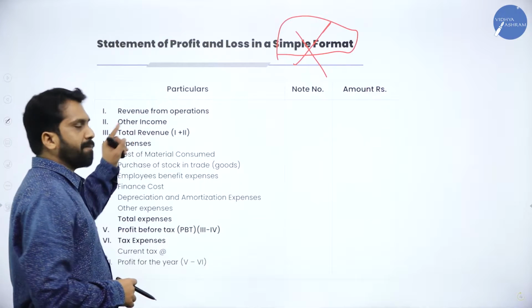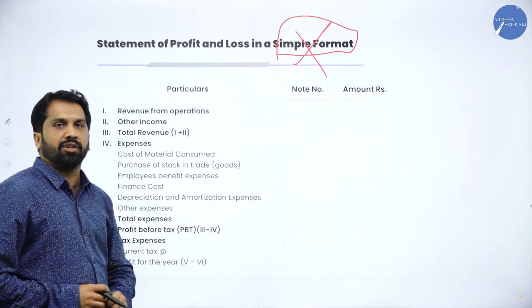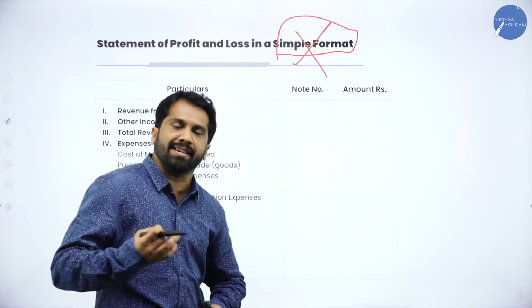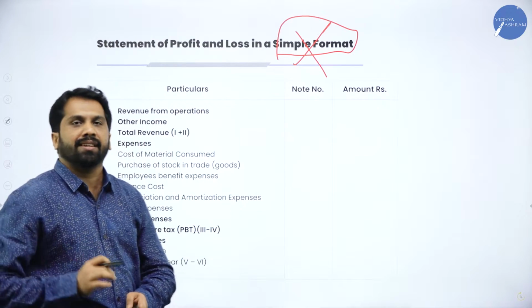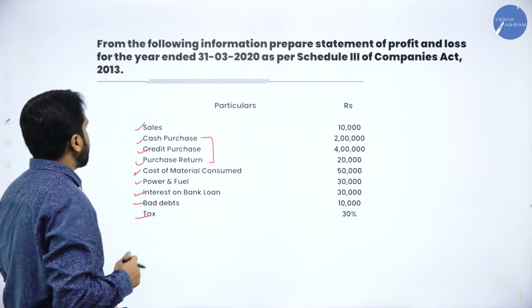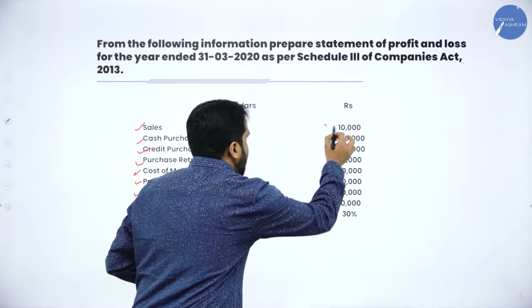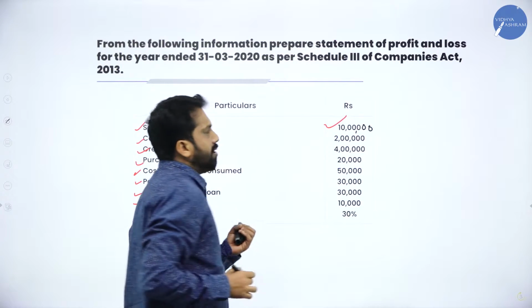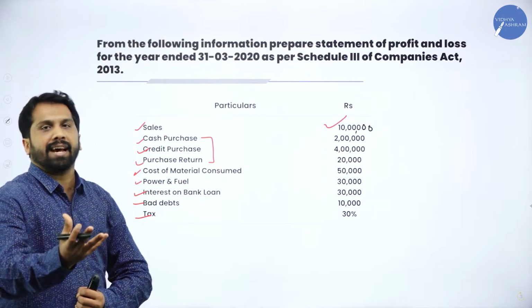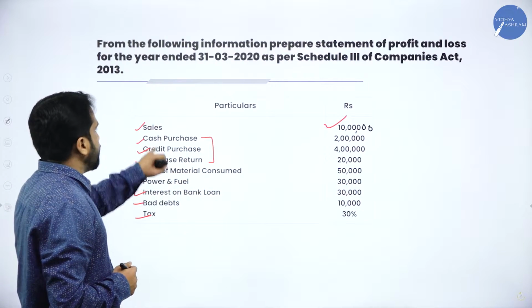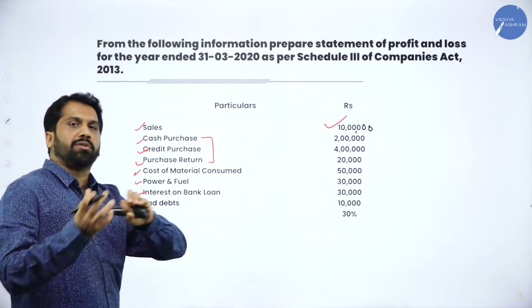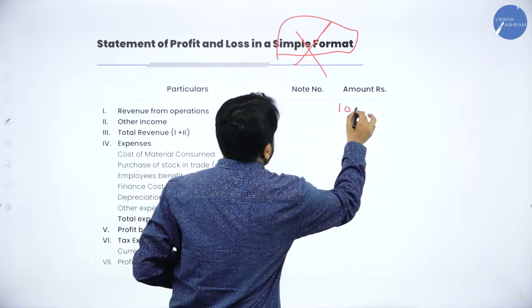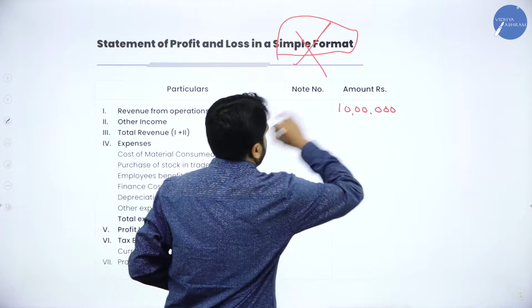What is the first one? Revenue from operation. In this, under revenue from operation, what amount we should write? Yes, the sales amount only we should write. I'll go back to your question. Your sales amount, how much you have? It is not 10,000, it is 10 lakh. Now, after this, sales, you got 10 lakh. We copy the 10 lakh in your answer. Revenue from operation is 10 lakh.